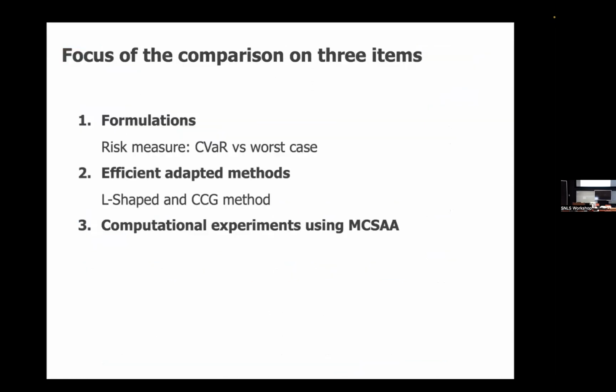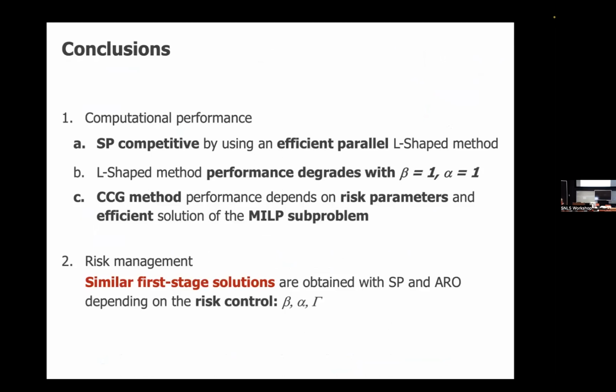So the focus of the comparison was on the formulations, on using efficient methods to solve these problems, and then on trying to evaluate the computational performance of both approaches. So some conclusions. Stochastic programming is competitive if you solve all the scenarios in parallel, even though you may have 5,000 scenarios, versus robust optimization where you have only the worst case. For the L-shaped method, the performance degrades when you go to the extreme, the worst scenario, and the performance of the CCG method, which is the method for the robust optimization, depends on the risk parameters, right? And so when we compared efficient methods, different sample sizes for the stochastic programming, and different risk parameters, the conclusion was that similar first stage solutions can be obtained depending on the way you parameterize the risk.